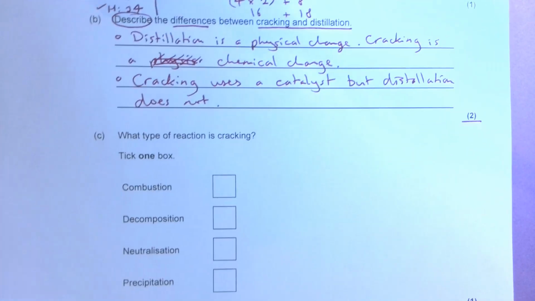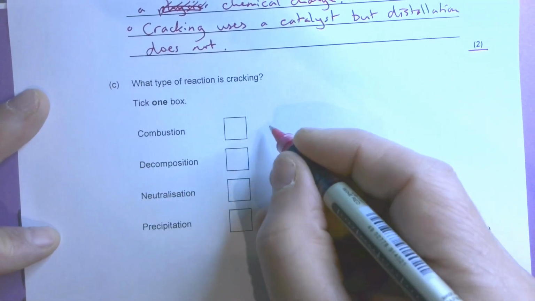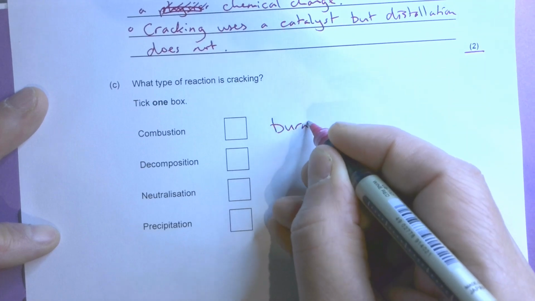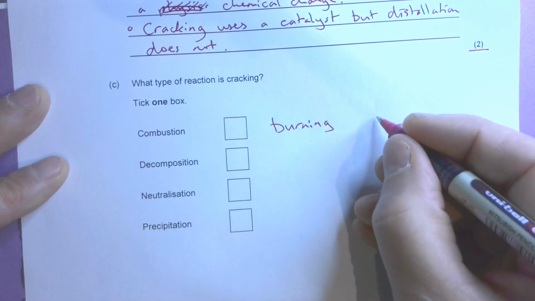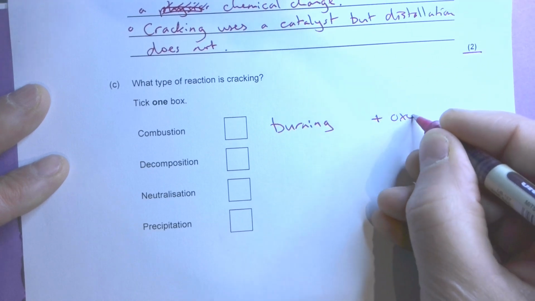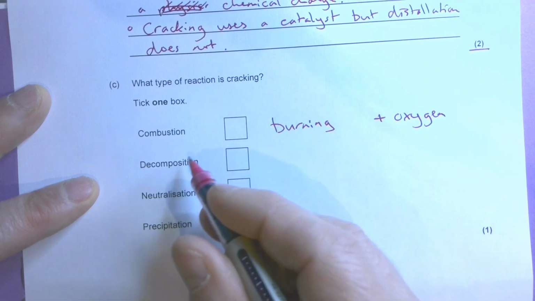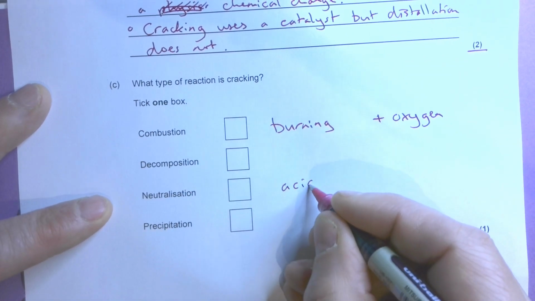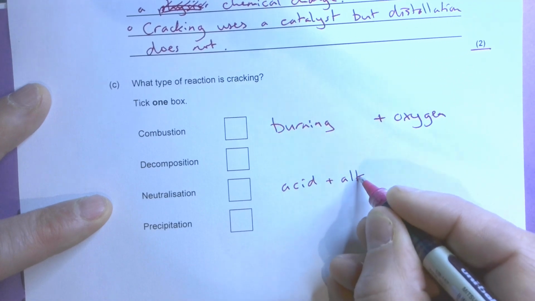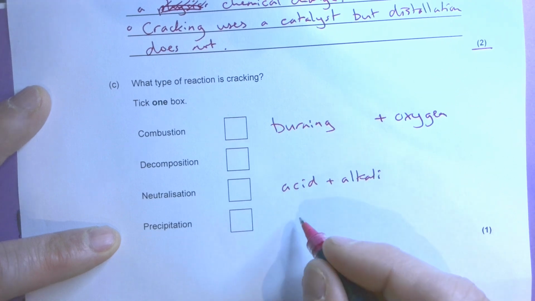What type of reaction is cracking? Well, combustion means burning. Okay, and it's plus oxygen. So when we burn things, we add oxygen. Decomposition, okay, it could potentially be that. We'll have a look at that in a minute. Neutralization, that's acid plus alkali or acid plus base. And precipitation is when a solid is formed.